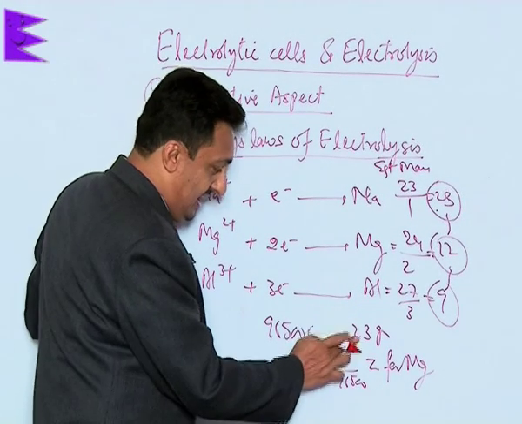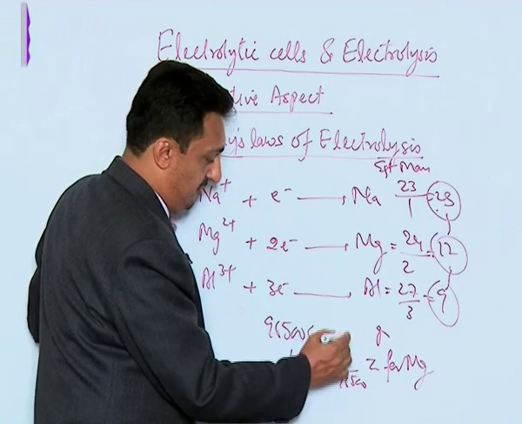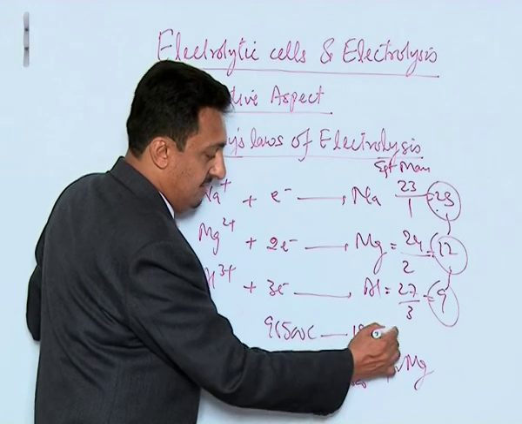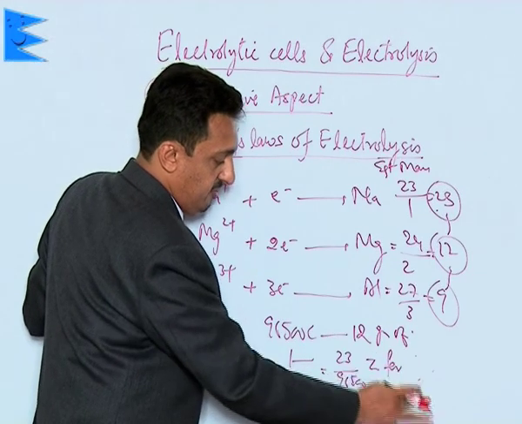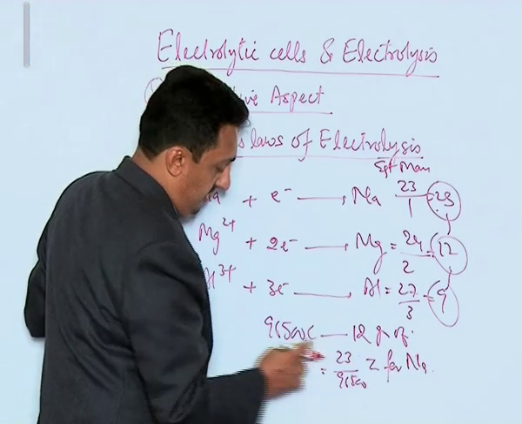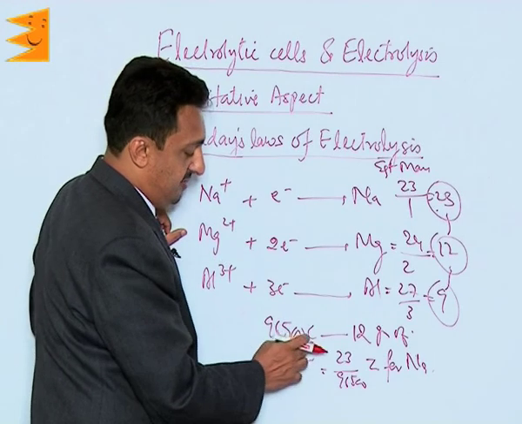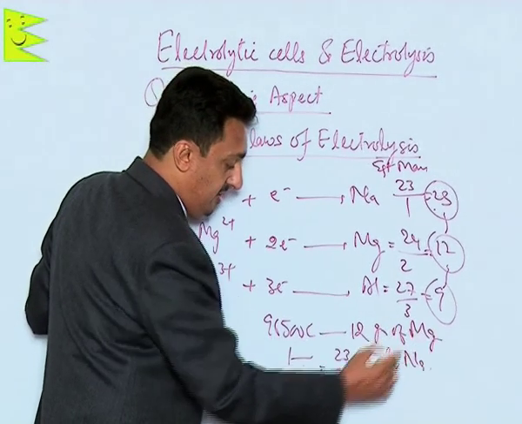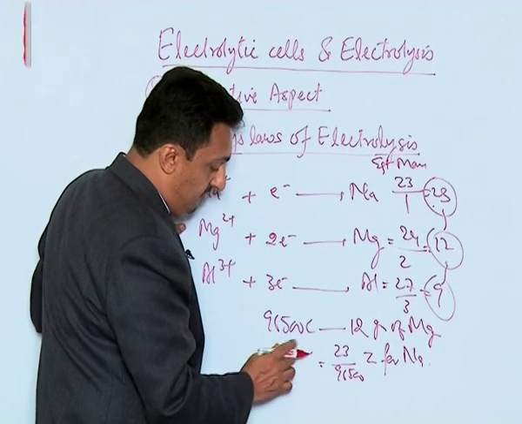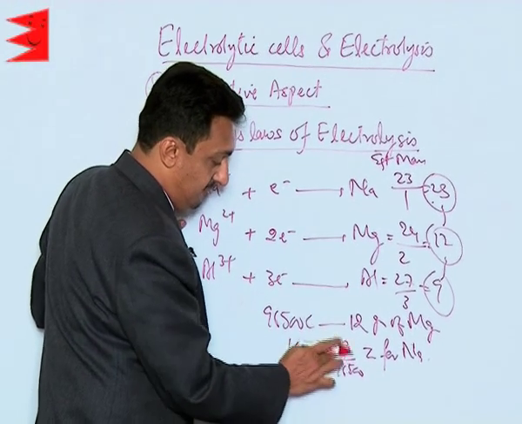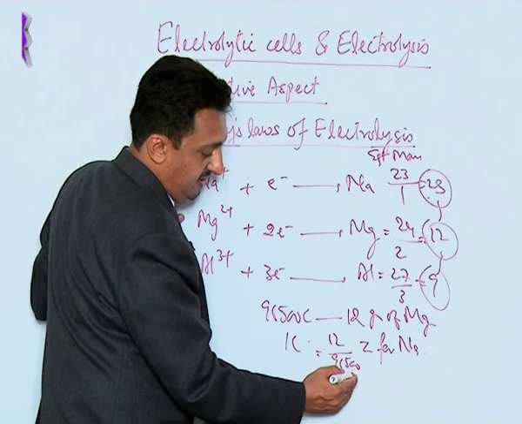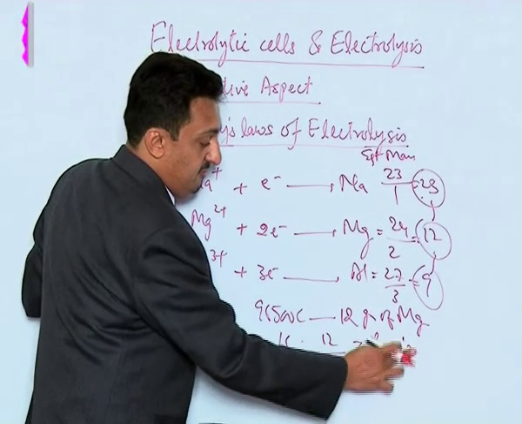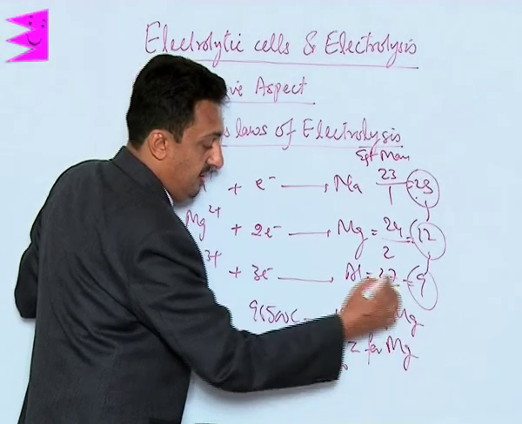Similarly, we will say 96500 coulombs of charge is depositing 12 grams of, sorry, this was for sodium. So in the case of magnesium, we will say 96500 coulombs of charge is depositing 12 grams of magnesium. So 1 coulomb will deposit 12 upon 96500 of the substance, which will be the Z for magnesium.